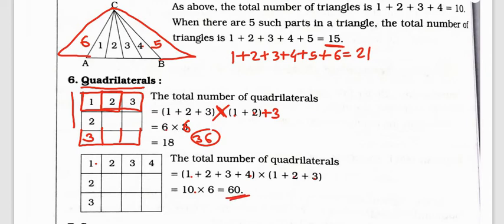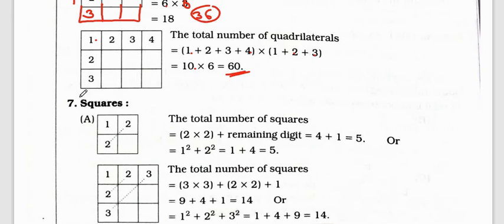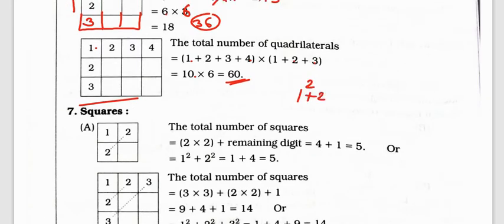Very easy method how to find out number of quadrilaterals. Remember, this is useful for quadrilaterals, not squares. Then next one is how to find out total number of squares in a given figure. Very easy. Now see, suppose this figure is given and it is divided into 1, 2, 3, 4 parts. Now how to find out number of squares? Very easy method is, see here, how many squares are there? 1 and 2. 1 square plus 2 square. 1 square is 1 and 2 square is 4, and 1 plus 4 is 5.